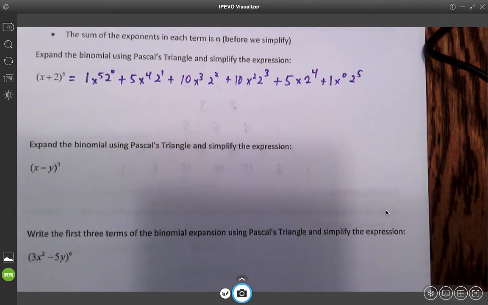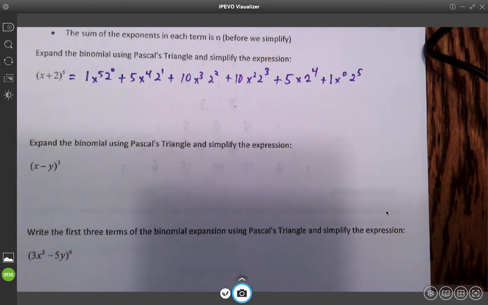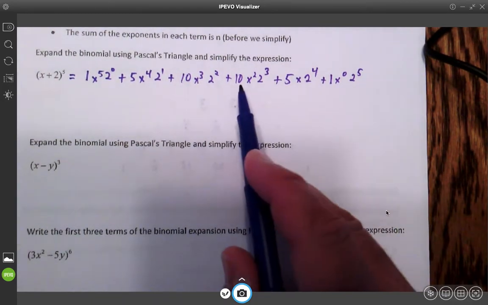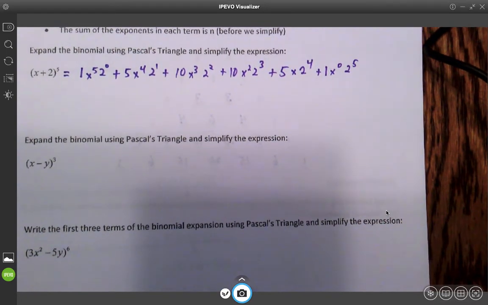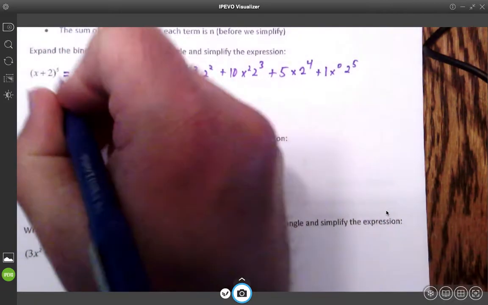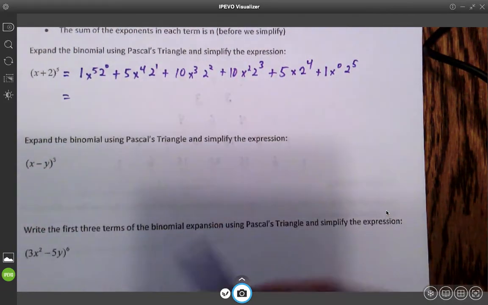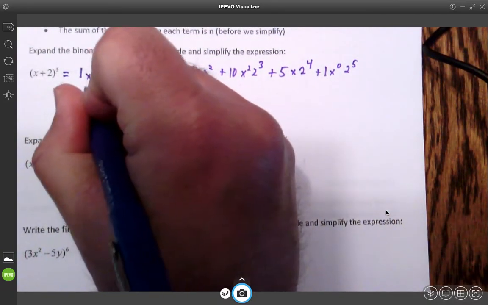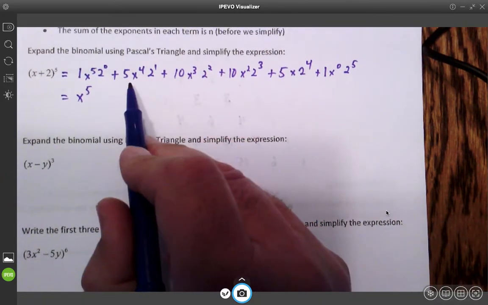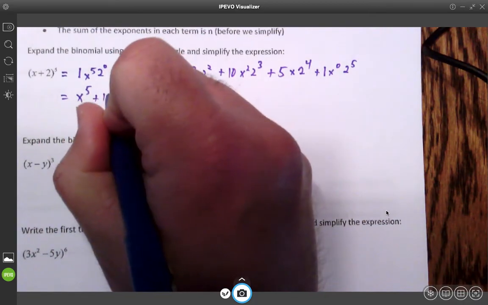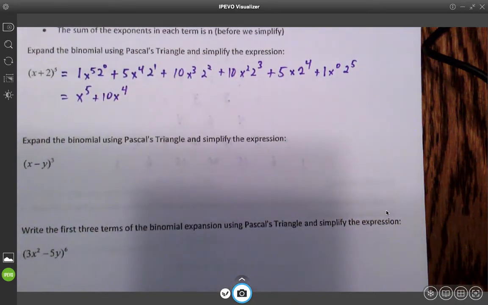Now, this has a little more, we got to go another step. How did I know this was 10? Because I looked on the front. We just looked at our triangle. Well, what's 2 to the 0? That's 1, isn't it? So this is just x to the fifth. We got to simplify this. What's 2 to the first? 2. What's 2 times 5? 10. So it's 10x to the fourth.